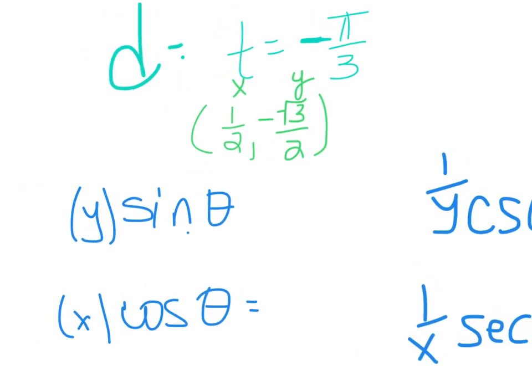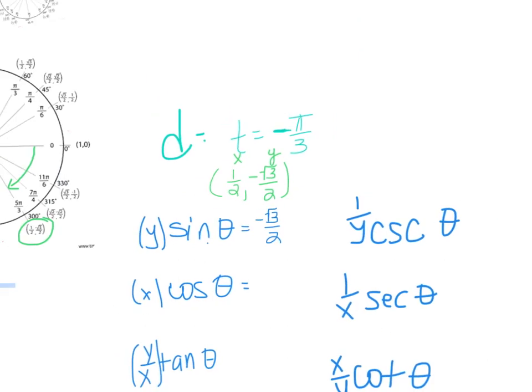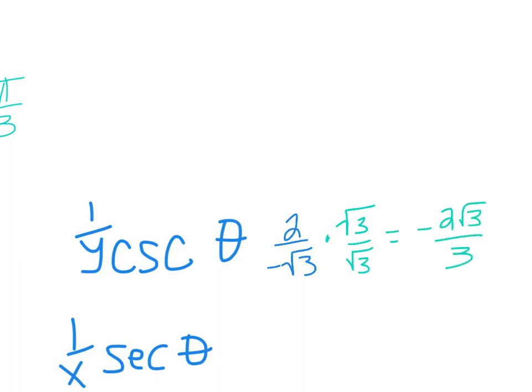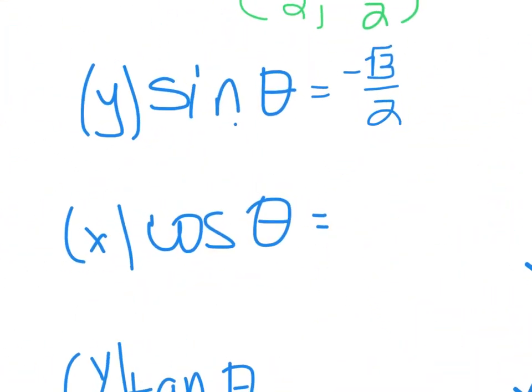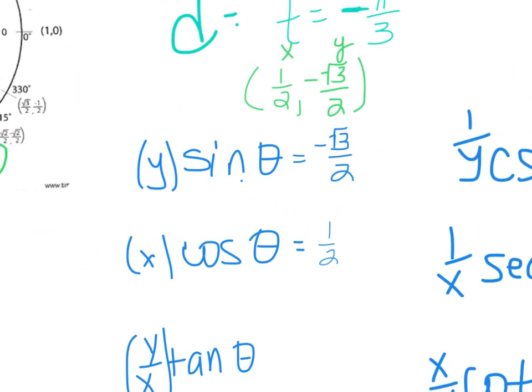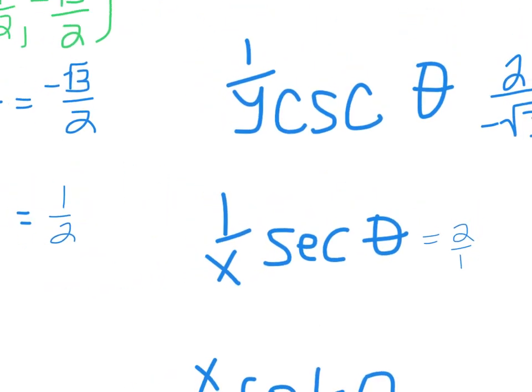So my sine of theta at this point, my y value, equals negative √3 over 2. So my cosecant would be 2 over negative √3. And again, guys, we can't have a root in the denominator, so rationalize. Negative 2 √3 over 3. So my cosine is going to be my x value. My cosine is positive 1/2. If I flip that, or 1 over 1/2, my secant would just be 2 over 1, which is 2.